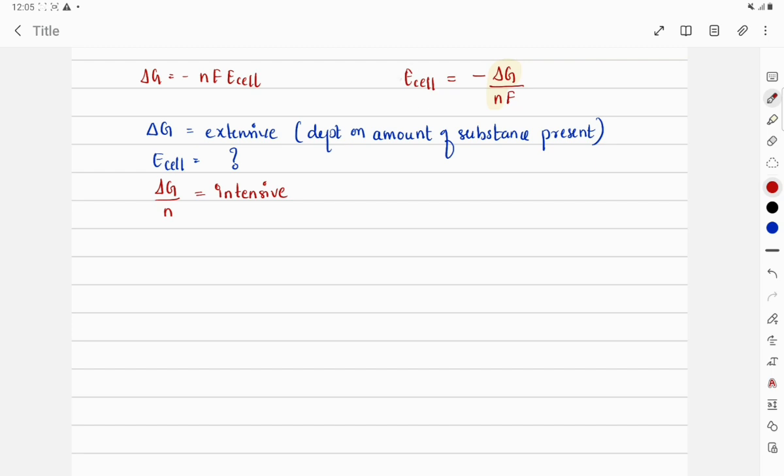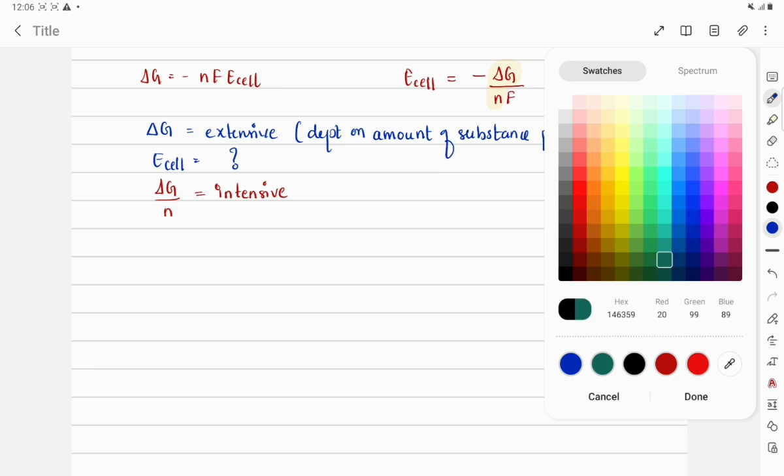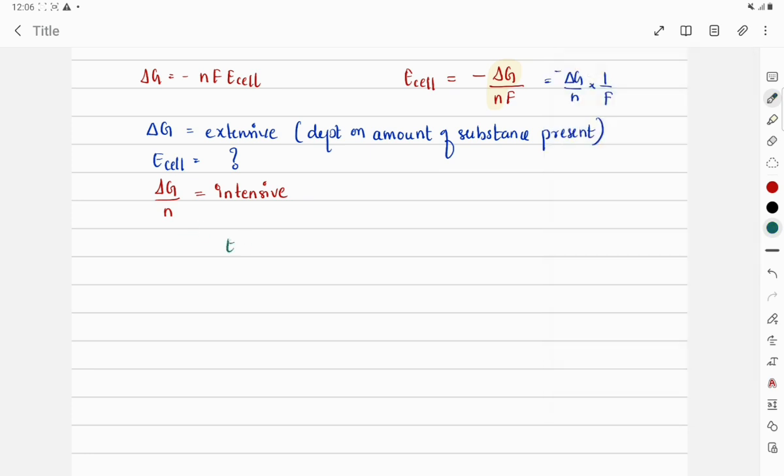Here you can see that E cell is being equated to this value, that is delta G by N, which is an intensive value, and then it is multiplied by a constant. You know F is a constant, so 1 by F is also a constant, and this is equal to minus delta G by N into 1 by F. So an intensive property into a constant. So E cell is also an intensive property. Therefore, you have to write E cell or E0 cell is an intensive property.